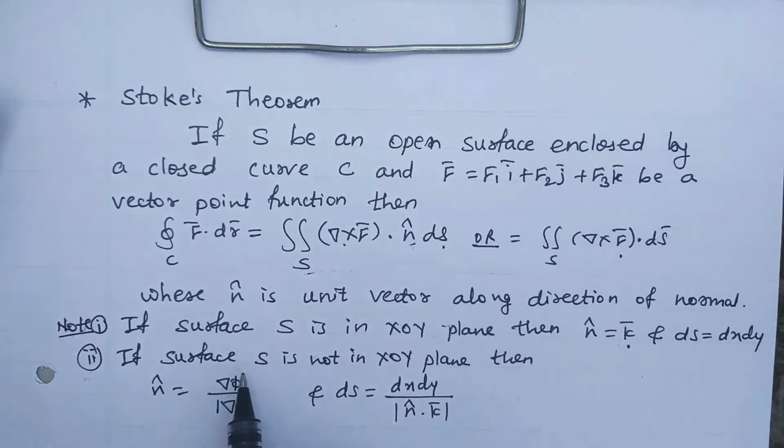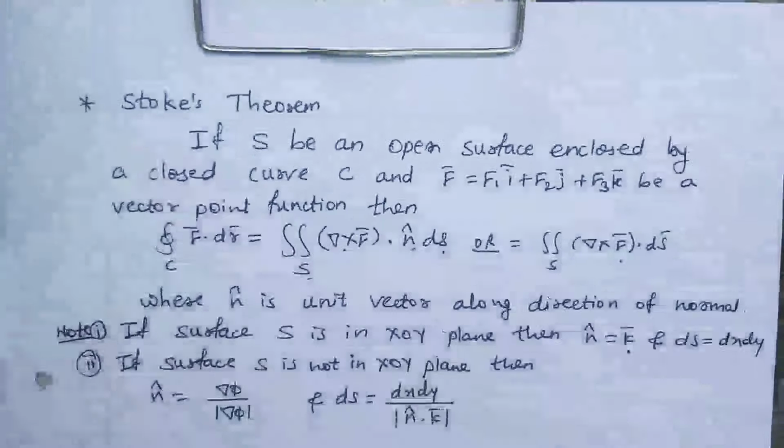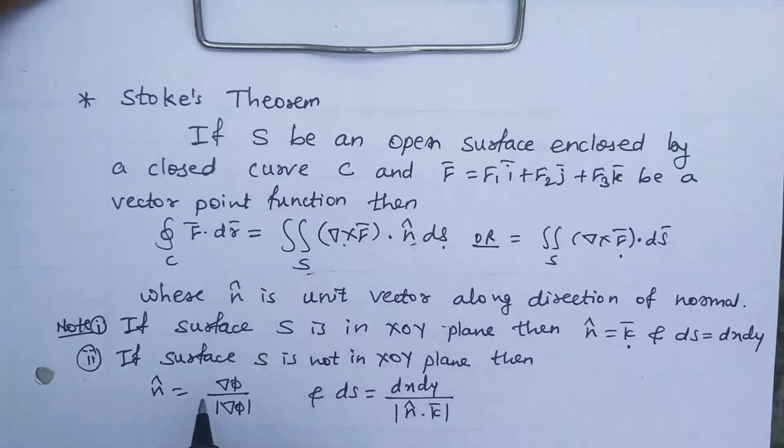And if surface S is not in the XY plane, then we are going to take the value of n cap as del phi upon mod of del phi, that is the unit normal in the direction of phi, and the value of ds as dx into dy upon mod of n cap dot k bar. So this is the method to calculate n cap and ds if surface S is not in the XY plane.